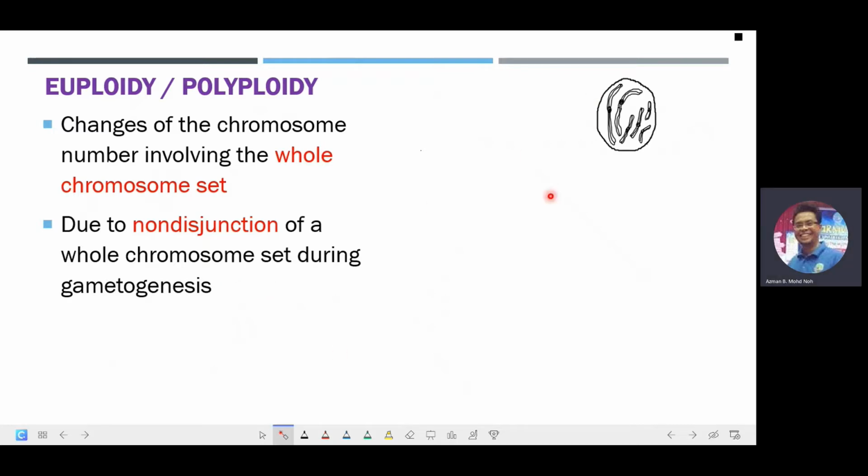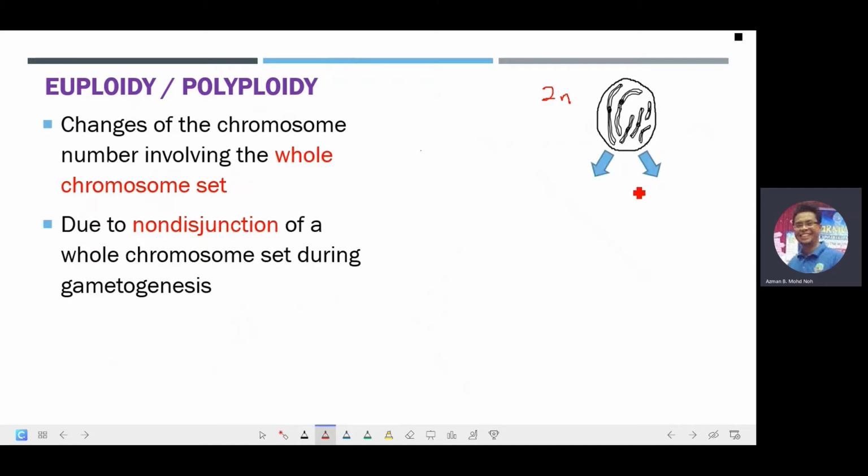For example, let's say we have a cell here, a cell which is diploid, in which we can see that there will be two sets of chromosomes. There will be two of these long chromosomes, two of these medium-sized chromosomes, and two of these shorter ones. That is why we say that this cell is a diploid cell, having two sets of chromosomes.